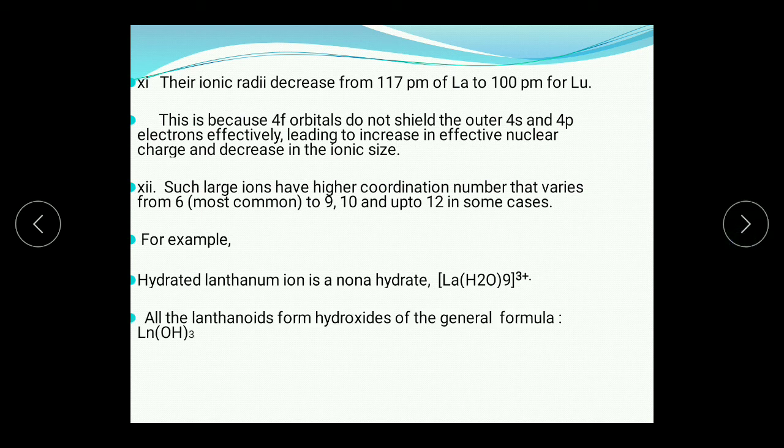All the lanthanoids form hydroxides. This property is similar to that of alkali and alkaline earth metals, which form alkalis, or hydroxides, with the formula Ln(OH)3, because +3 is the common oxidation state shown by lanthanoids. That means Ln3+ and OH-. So, Ln represents lanthanoids.